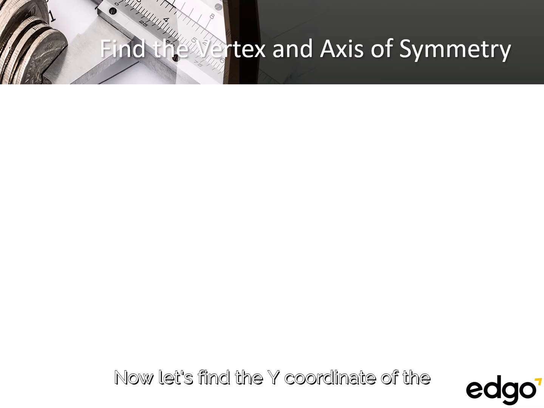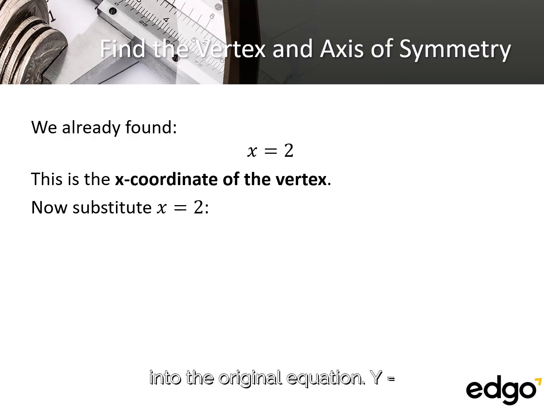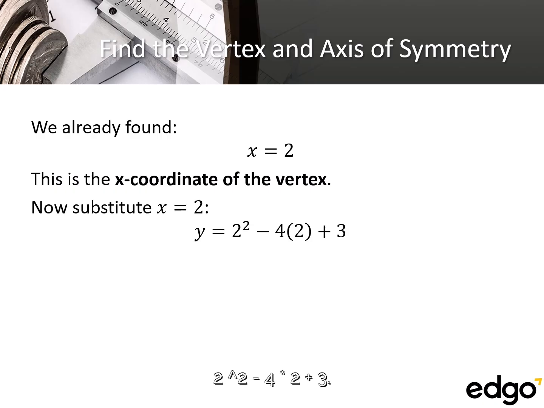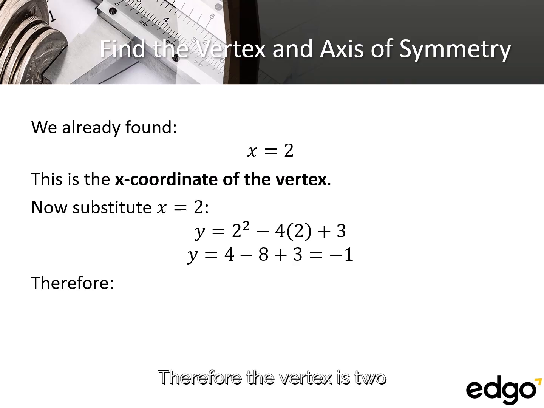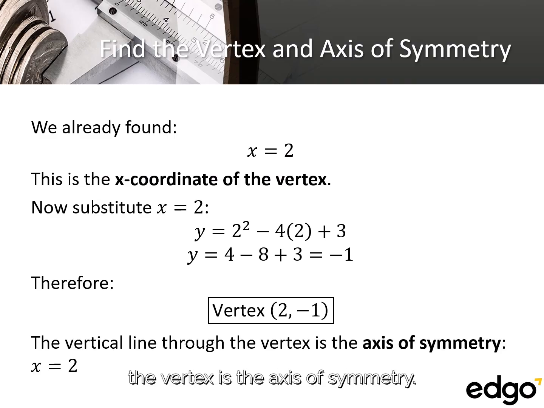Now let's find the y-coordinate of the vertex. We already know that x equals 2. So let's substitute 2 into the original equation. y equals 2 squared minus 4 times 2 plus 3. 2 squared is 4. 4 minus 8 plus 3 equals negative 1. Therefore, the vertex is (2, negative 1). Now, the vertical line passing through the vertex is the axis of symmetry. Therefore, the axis of symmetry is x equals 2.